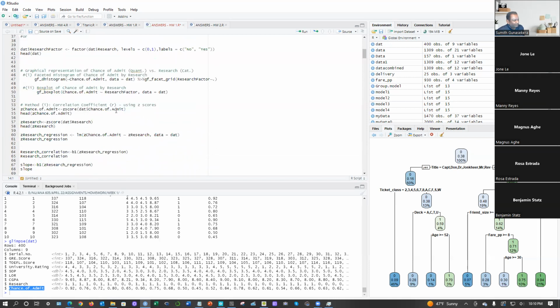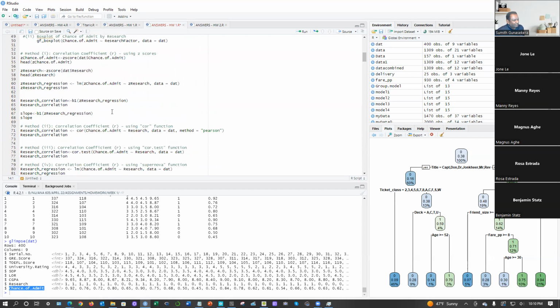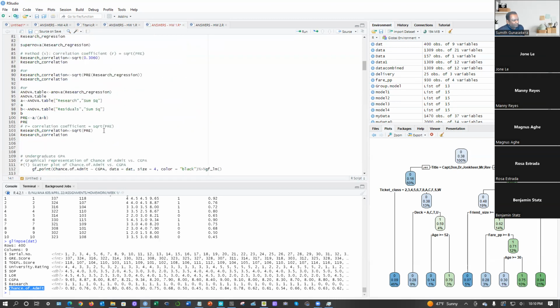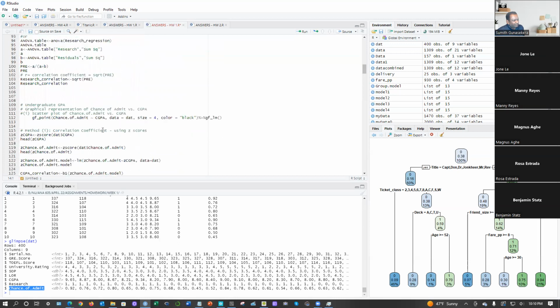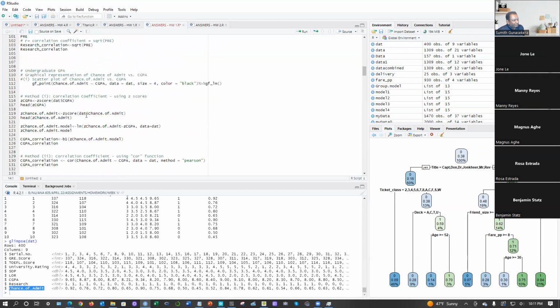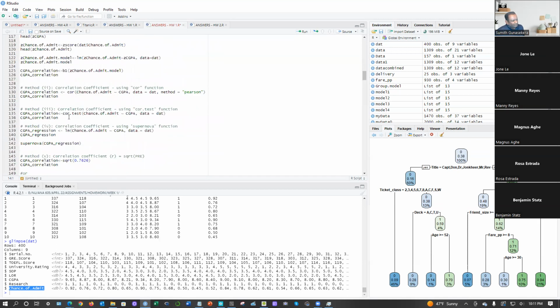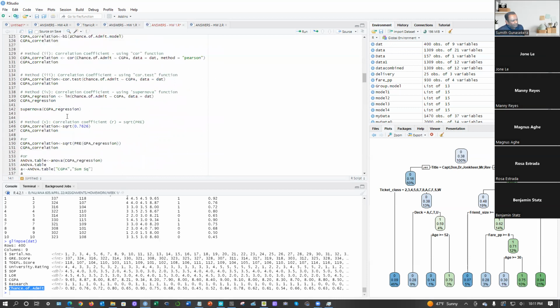That's a different thing, but what I'm trying to say is that here we are trying to find the relationship, the correlation, regardless of whether the variable is continuous or categorical. We can get this in so many ways. The same thing applies to undergraduate GPA. So you have to explain the correlation coefficient in another way.